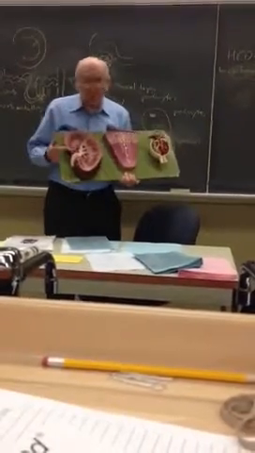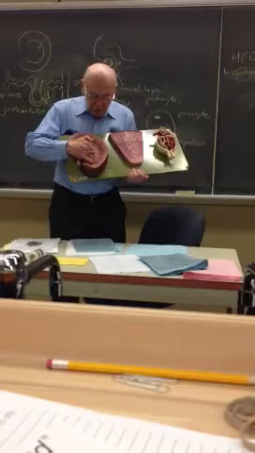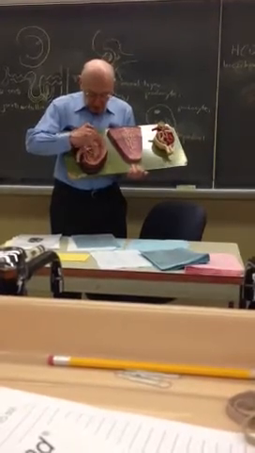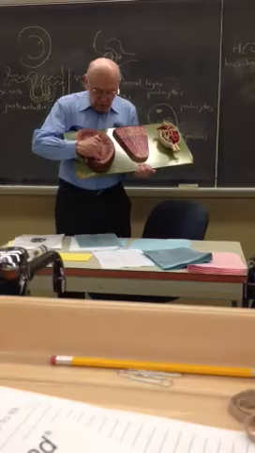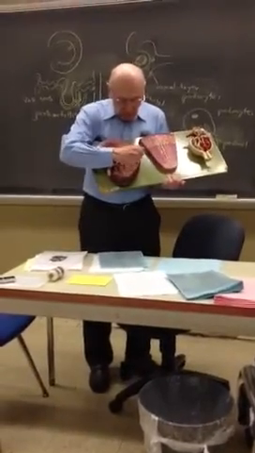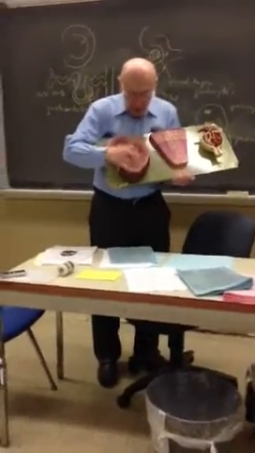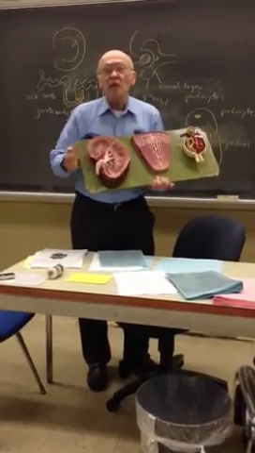Now, the renal column is the material that's in between the pyramids. Okay, so here, this stuff here and here, it's like things that look like they're part of the cortex that dip down in between the pyramids. Okay, that's called the renal column.